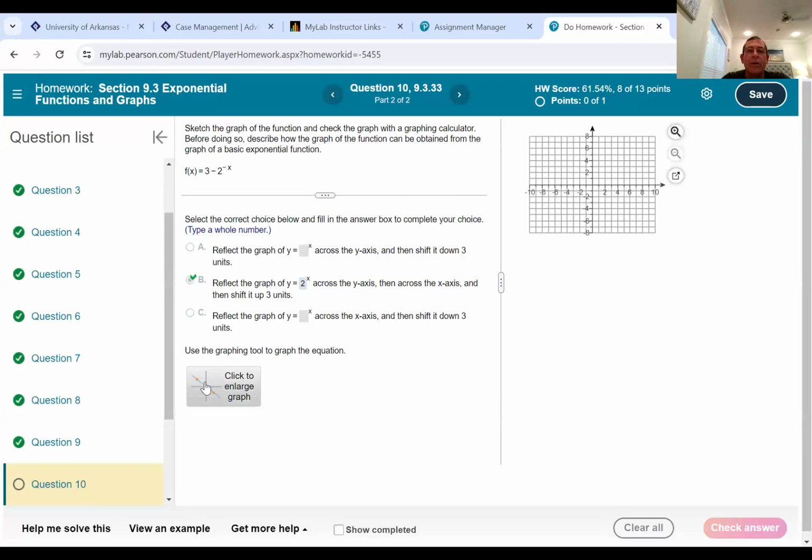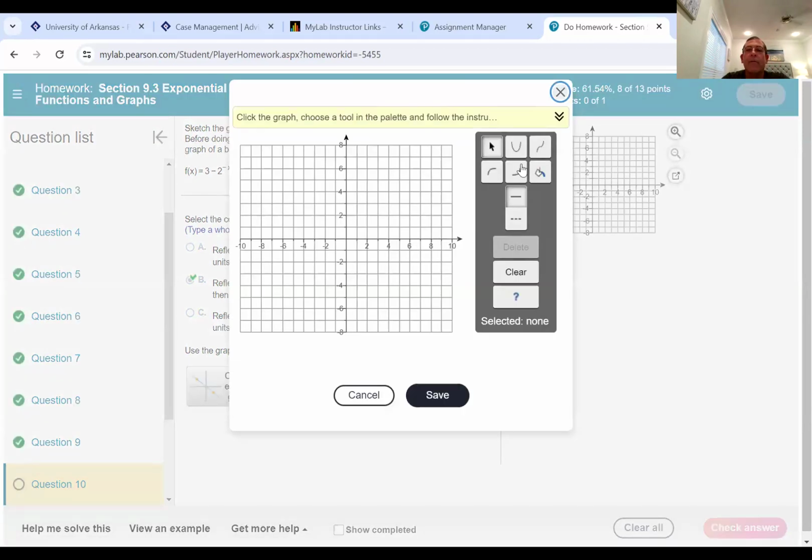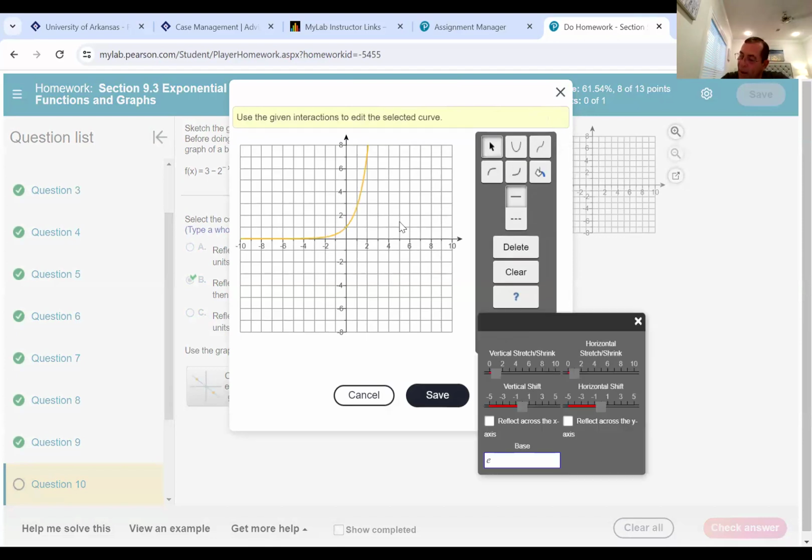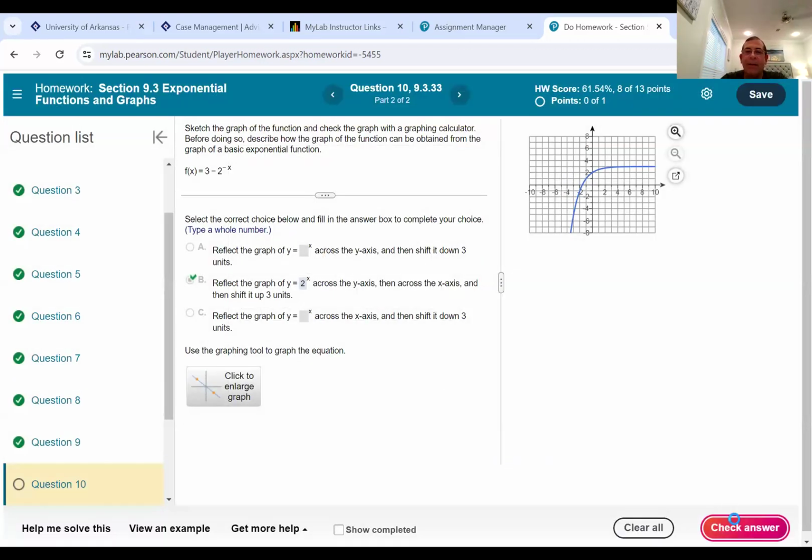So we're going to click to enlarge. Grab our exponential, click anywhere. All right, so we said first we're going to reflect across the y-axis because of the exponent. We're going to reflect across the x-axis because of the number in front being negative, the negative 2. And then we said we went up 3, so that would be vertical up 3. Now remember, change that base. I got an E there. I need to change it to a 2. You don't have to worry about the negative because we done took care of the negative with our reflections, okay? All right, you save that. Check your answer.